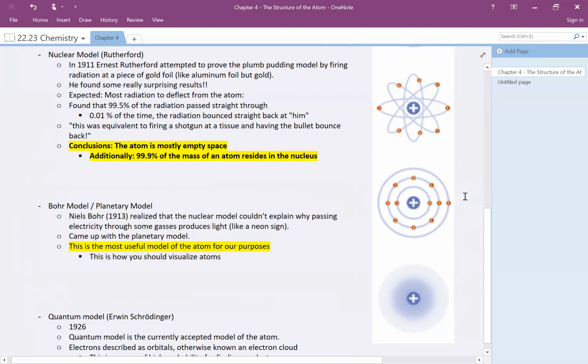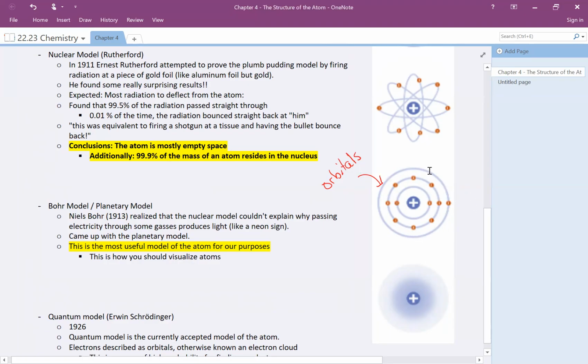And in this model, you've got your nucleus in the middle. Of course, that's where almost all of the mass of the atom is. And then you have your electrons on these rings. These rings are called orbitals. I'll write that out. These rings are called orbitals. And they are areas where electrons exist. We're going to learn how many electrons go on each ring.